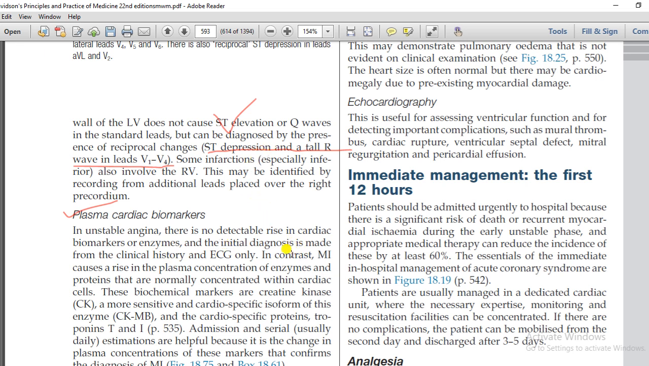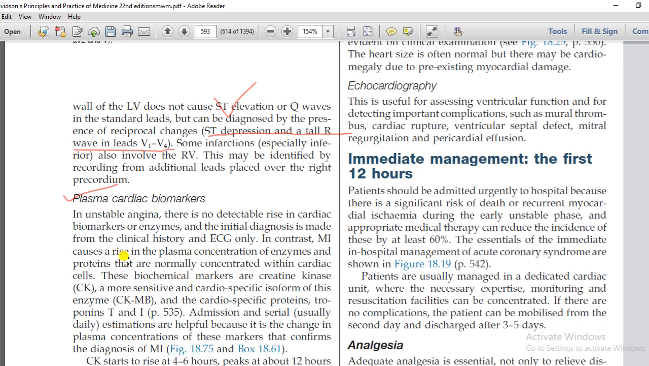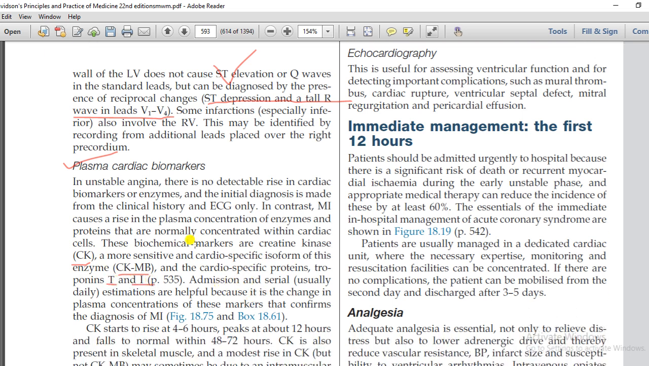In contrast, myocardial infarction causes a rise in plasma concentration of enzymes and proteins that are normally concentrated within the cardiac cell. These biochemical markers are creatine kinase, with a more sensitive and cardiospecific isoform of this enzyme being creatine kinase MB, and the cardiospecific proteins troponin T and I. Okay, so I'll be explaining up to this point.